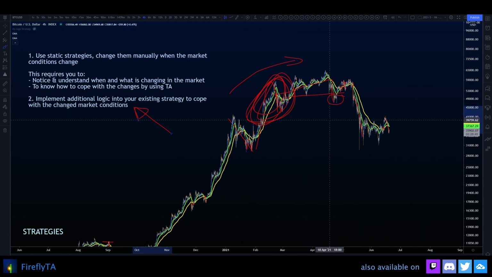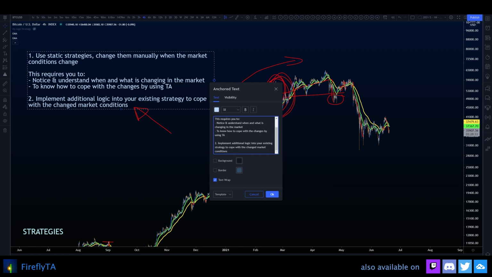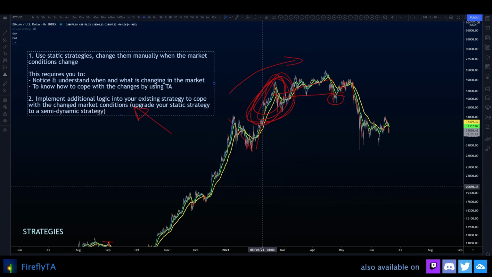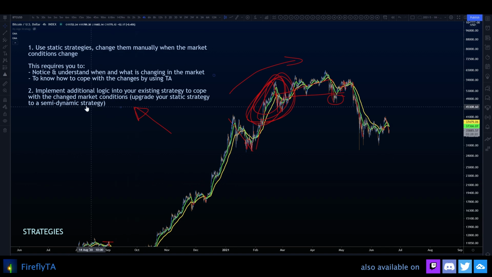So you see the market is shifting, so you actually implement some conditions that are checking if this market is going more sideways than up, then it would behave differently. So you can upgrade your static strategy to a semi-dynamic strategy. This is the second possibility you have in these cases.